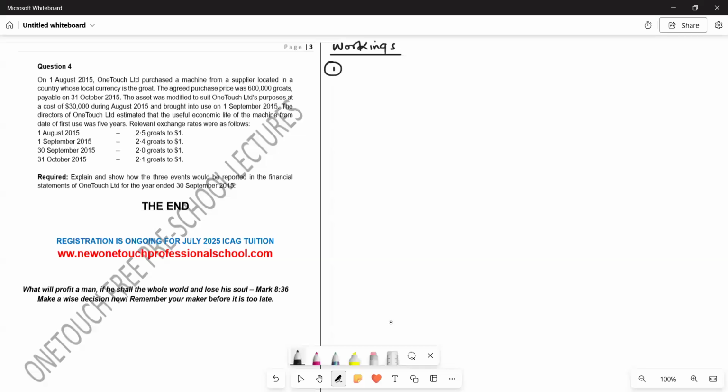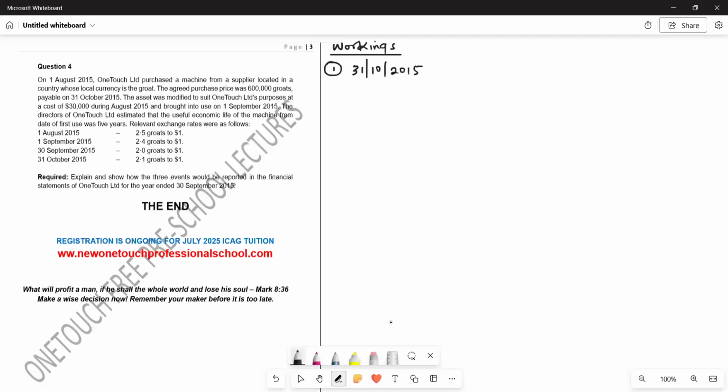So 31st October, but the year end is 30th September. So you think it's 12 months? It's 11 months. Did you see that the depreciation is 11 months? No, depreciation is 1 month. Yes, sir.